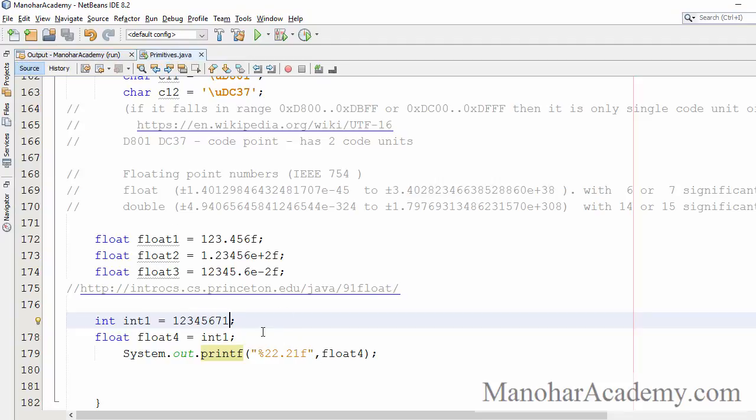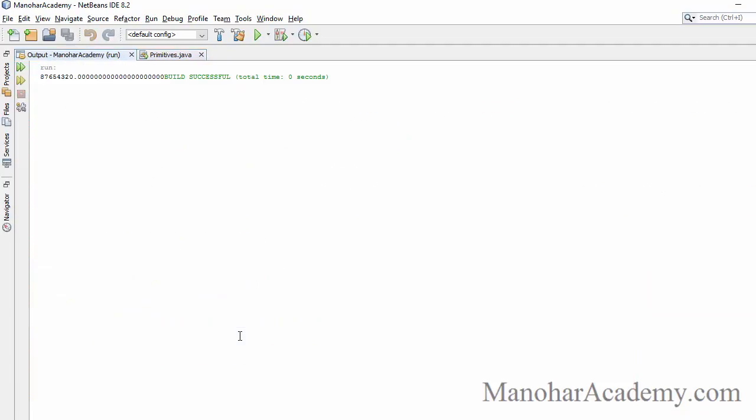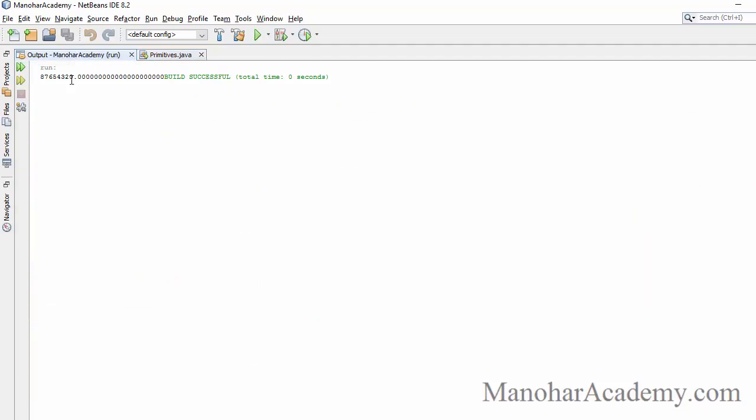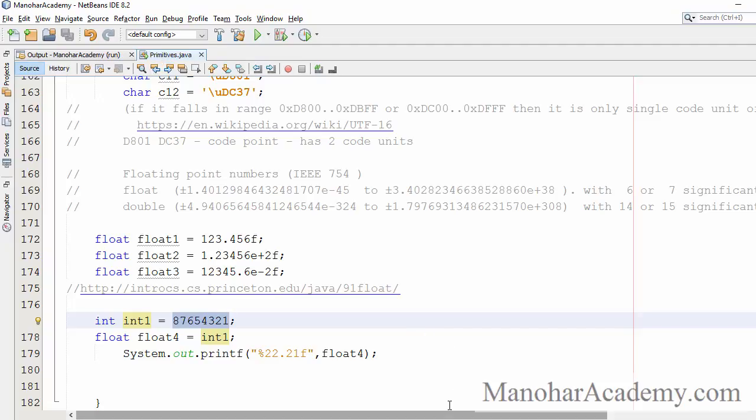Okay, but let me try in a reverse order. 8 numbers. 8 7 6 5 4 3 2 1. See, I gave an 8 digit number. Okay, 3 2 1. Instead of 3 2 1, it started printing 3 2 0. It lost the precision at the eighth number, right? So it can represent only 7 digits with precision. So that's what they meant by 6 or 7 significant decimal digits.